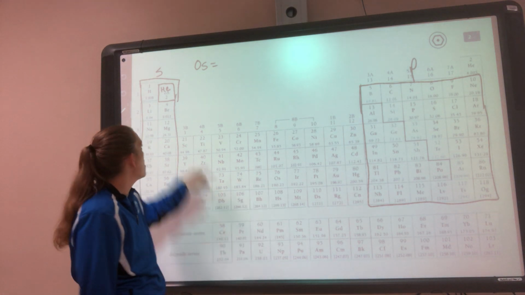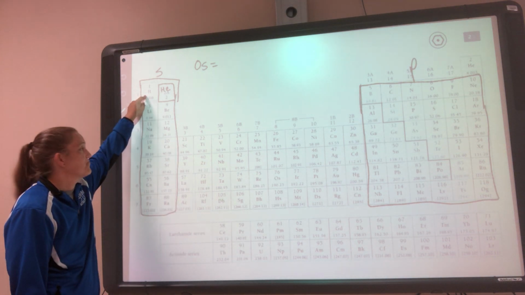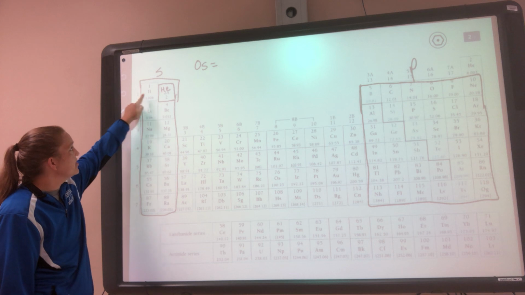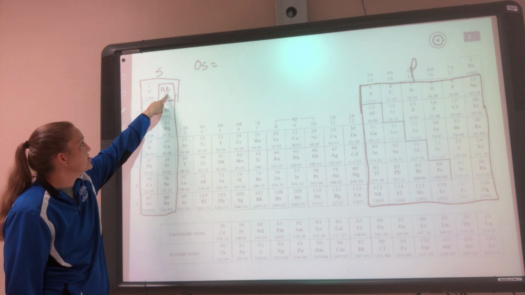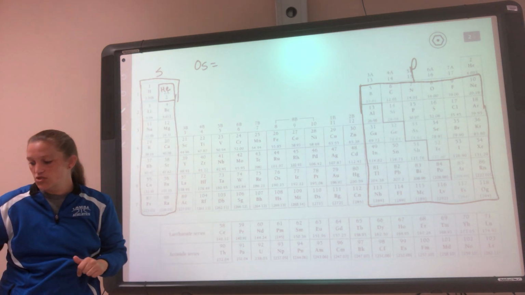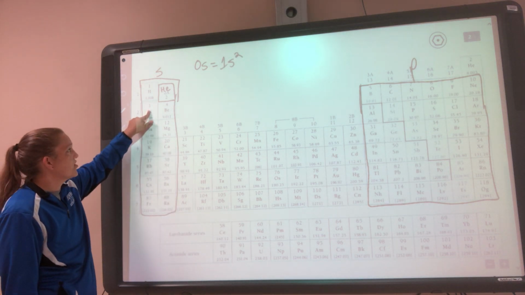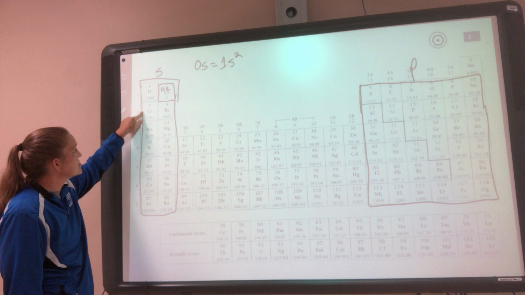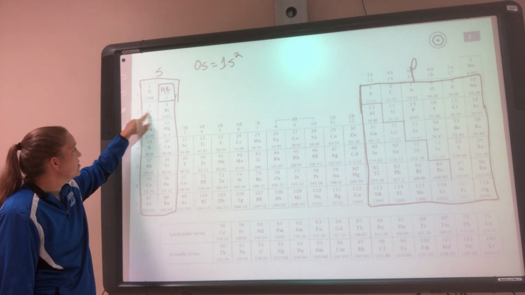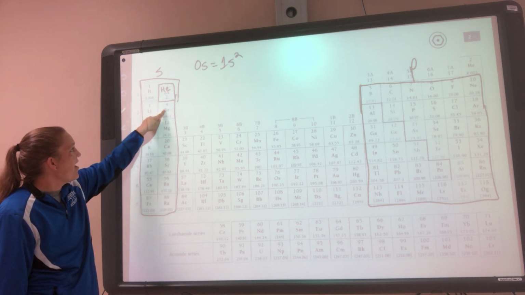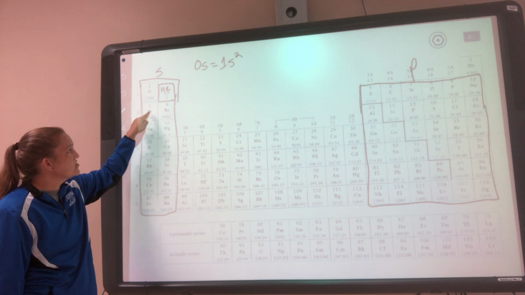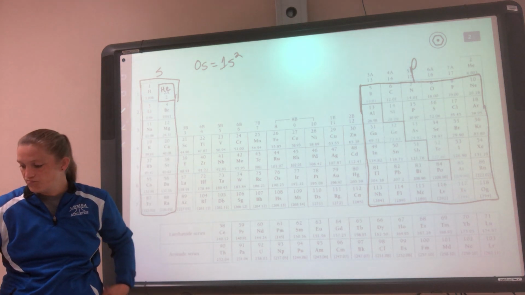So where do we start? We always start up here with number 1. So he's in the n equals 1, he's in the s block. We do both of these, so 1s2. Now we're on the 3rd electron. He's in the 2nd block, he's in the s, so 2s. And we'll do both of those, so 2s2.